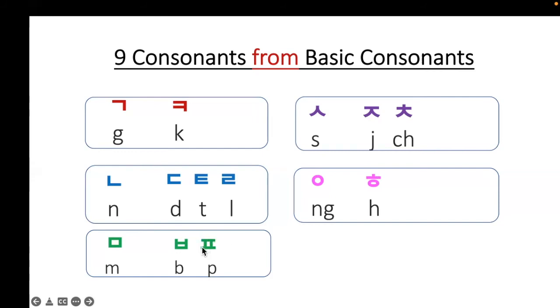horizontally add a little bit of stroke on the side. Pu, pu, mu, bu, pu, mu, bu, pu. And then over here, this is su, su, and this is ju, chu. You can feel that these 3 are really similar, right? So the symbols also look alike.